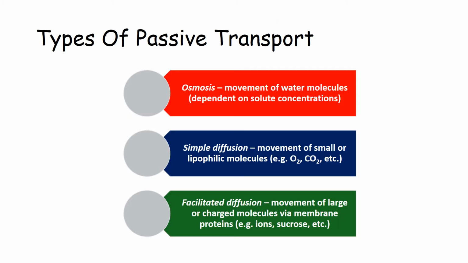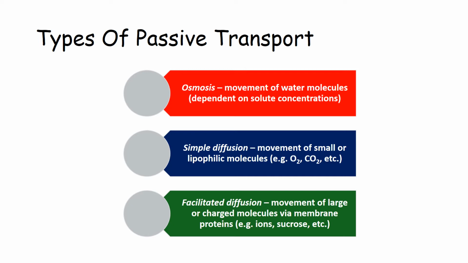We have three types of passive transport mechanisms. One is osmosis, second is simple diffusion, and third is facilitated diffusion. When we talk about osmosis, it is the diffusion of water or any other solvent molecule from a region of lower solute concentration to a region of higher solute concentration.